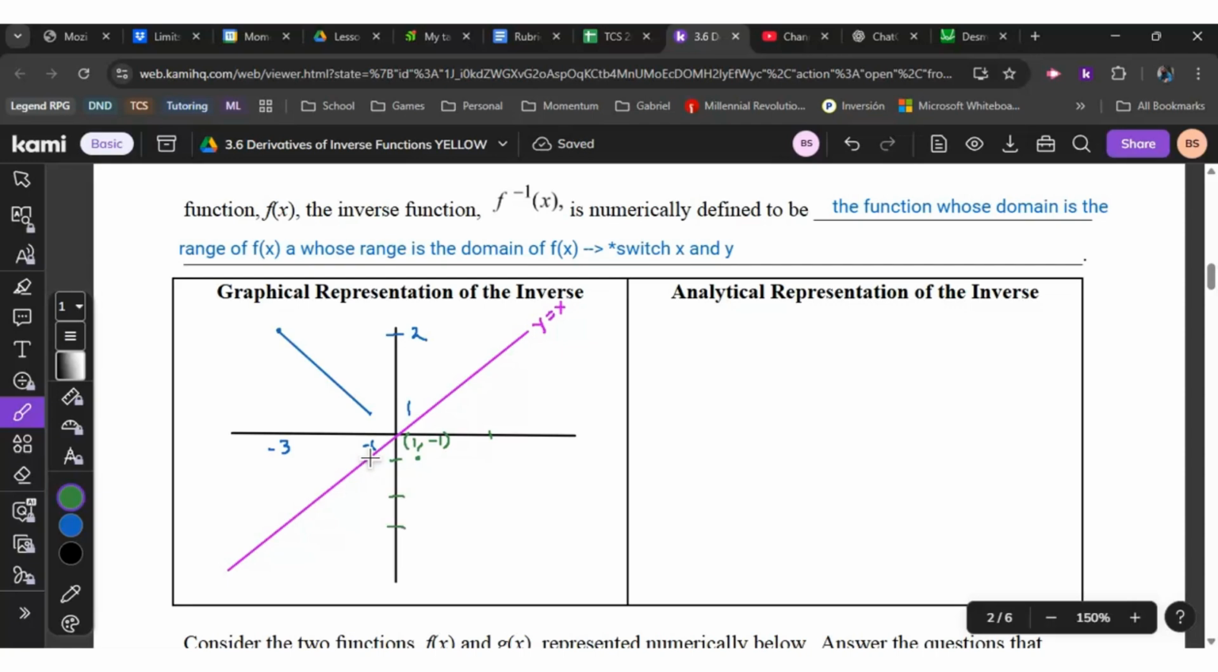1, 2, 3. They go to this point here, which is the point 2, -3, because we switched it, right?